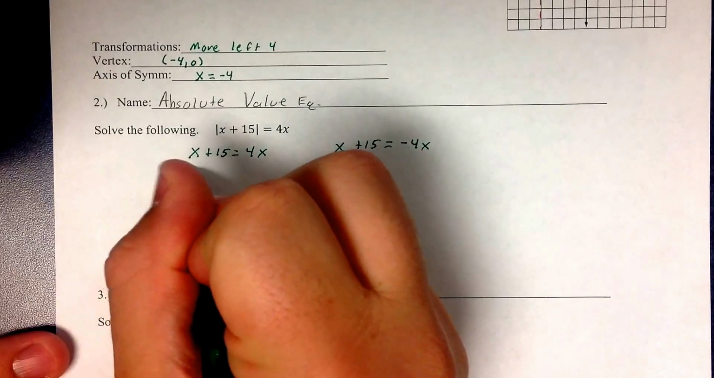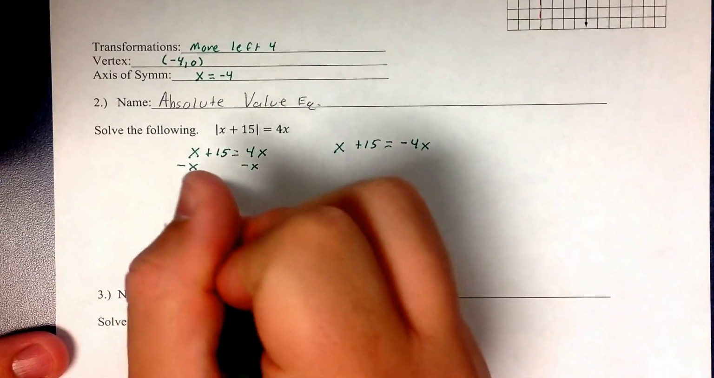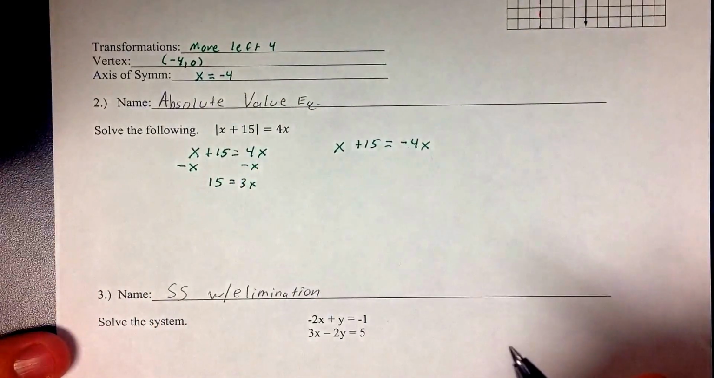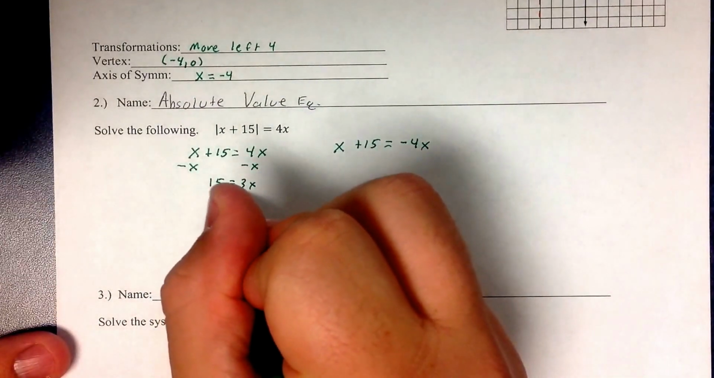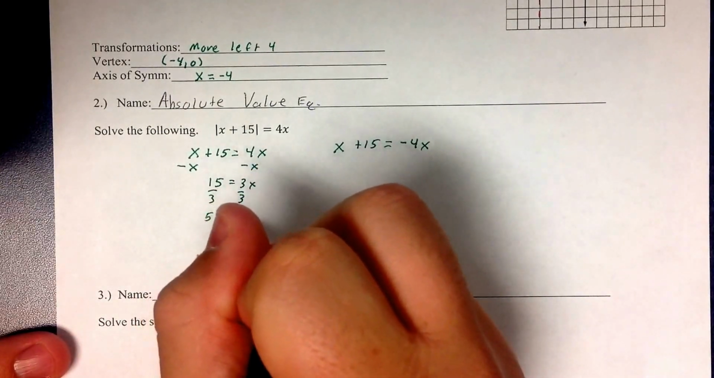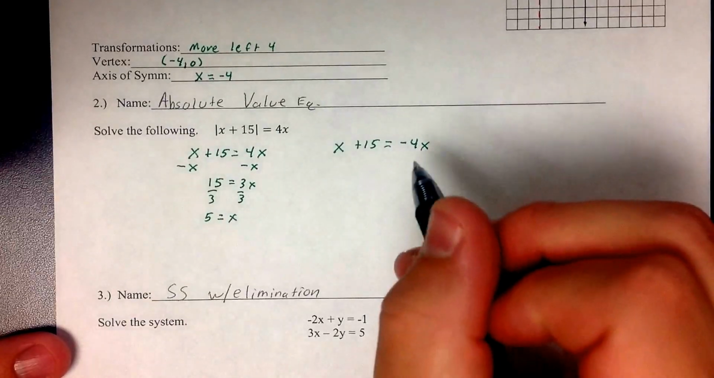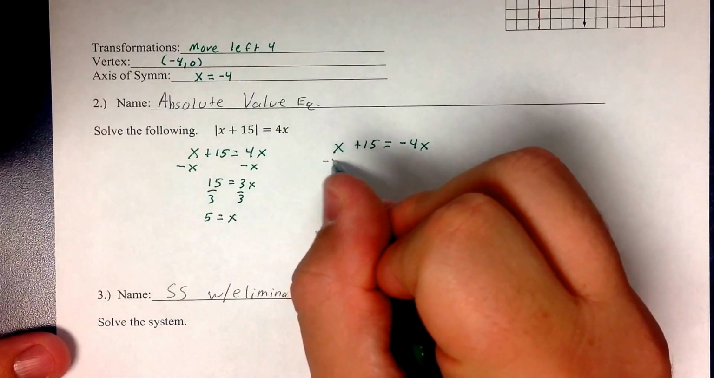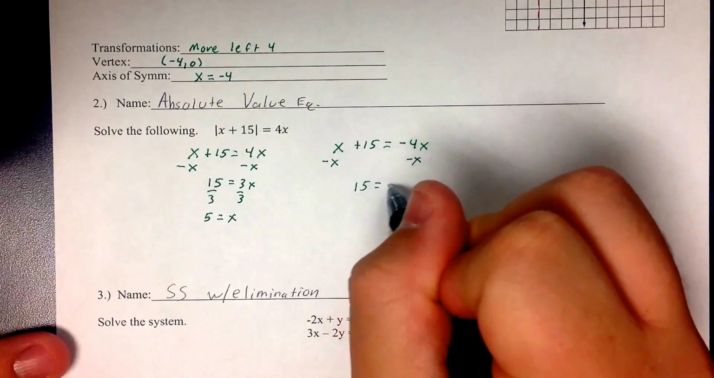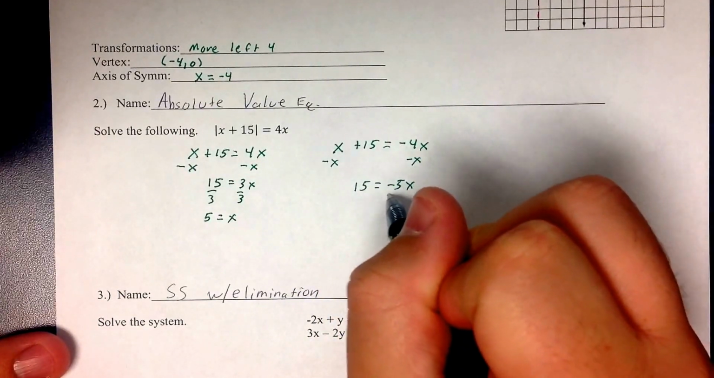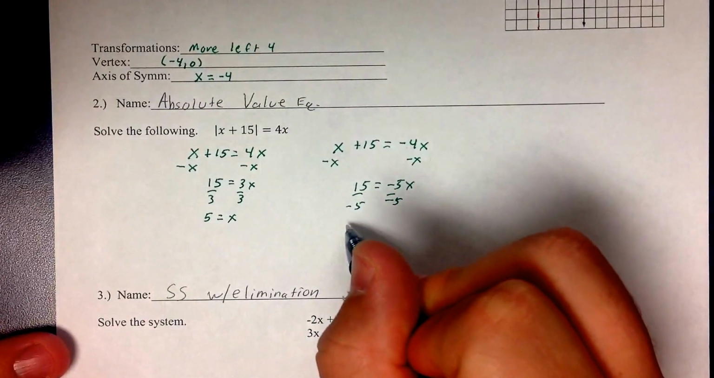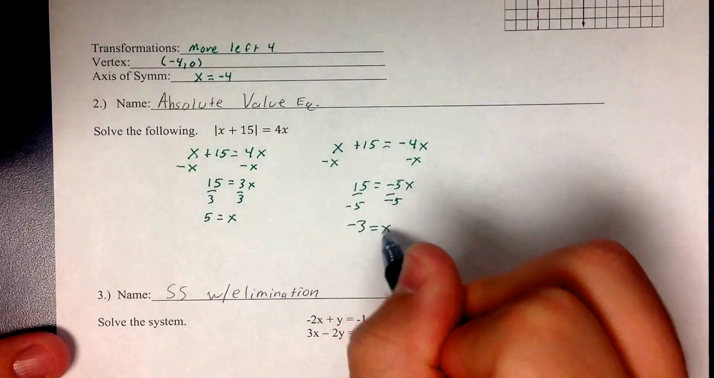So this, I would subtract x from both sides, so I get 15 equals 3x. Divide by 3, so I get 5 equals x. And on the right one I'm going to go ahead and subtract x from both sides, and I get 15 equals negative 5x, and then divide by negative 5, so I get x equals negative 3.